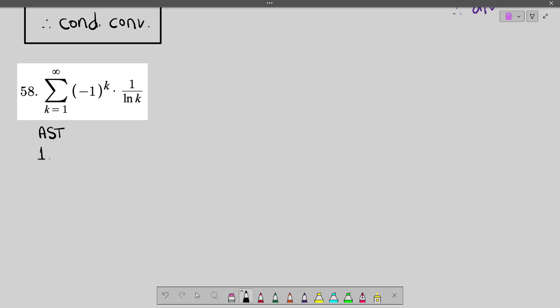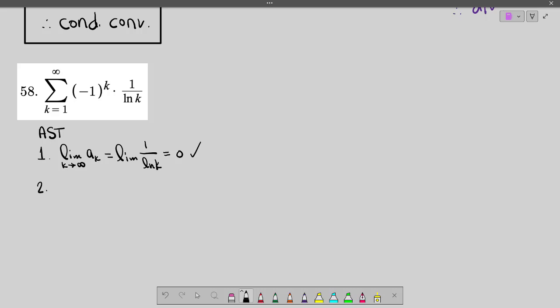So the first step, remember, for AST, we take the limit as k goes to infinity of a sub k. A sub k does not include the switch, so it's just the limit of 1 over ln k, and that is 0. The denominator is increasing without bound, the numerator is constant. So first step, check.